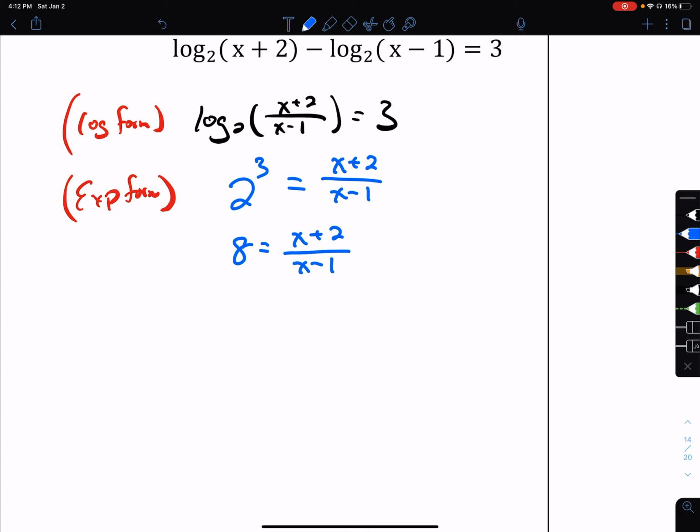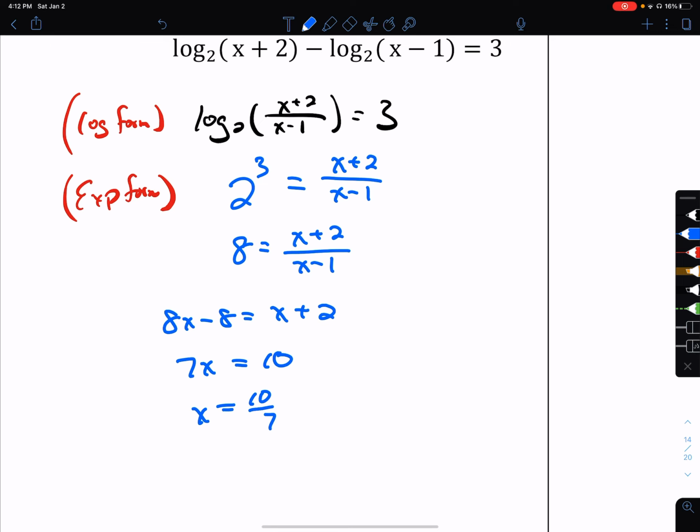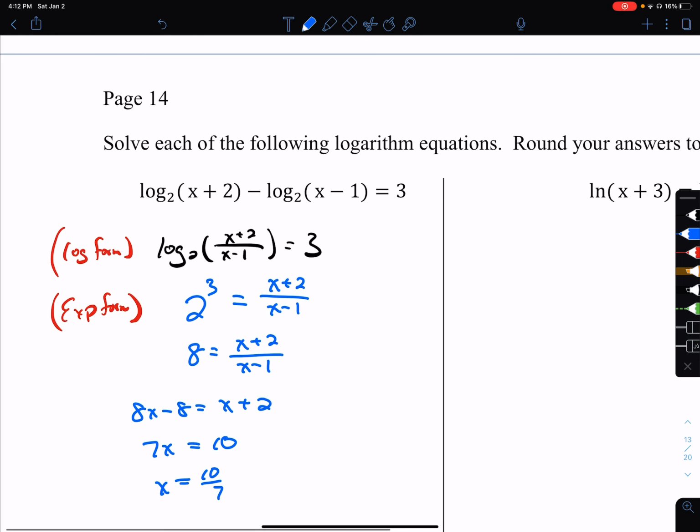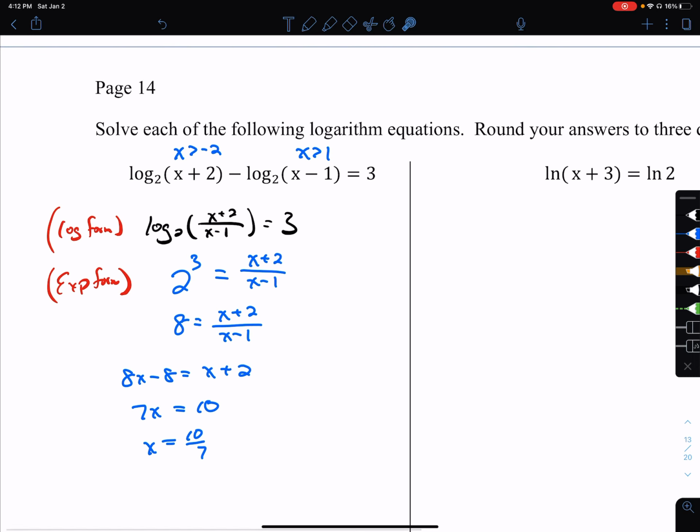Trying to solve this equation, we're going to multiply both sides by x minus 1. And then if we subtract x and add 8, we're going to get x is 10/7. Now we need to be careful. We want to make sure here we're saying x has to be bigger than negative 2, and here x has to be bigger than 1. Our argument has to always be positive. 10/7 is bigger than both of those, so that answer is acceptable.